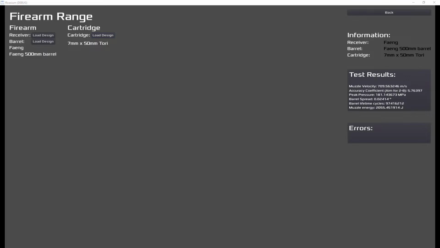Yep, we have that feature done. So now you can show the muzzle velocity, accuracy coefficient, peak pressure, barrel spread, barrel lifetime cycles, and muzzle energy. This is a pretty screenshotable moment in the future. Currently, I have yellow bars around it that my snipping tool can see, so it's not very cool, but we can actually have like a small snippet, and then I'll do an official snippet after.